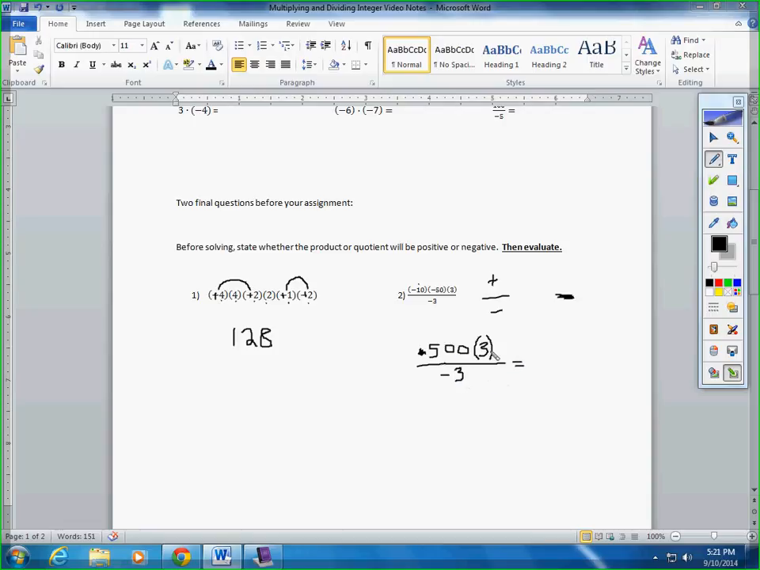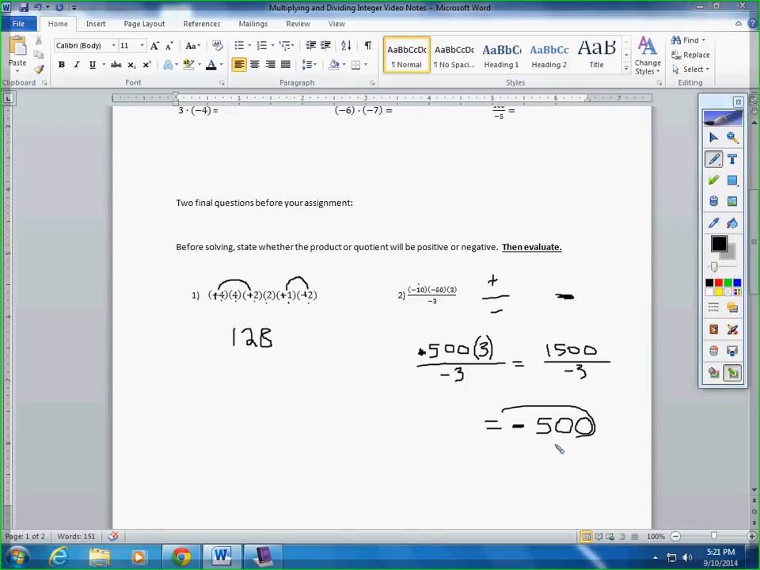Second to last step here. 500 times 3 is 1500. And you still have your denominator, that is negative 3. And let's go one more step. We can simplify. Divide it by 3. Divide it by 3. We know our answer is negative. So you better not forget that negative sign.